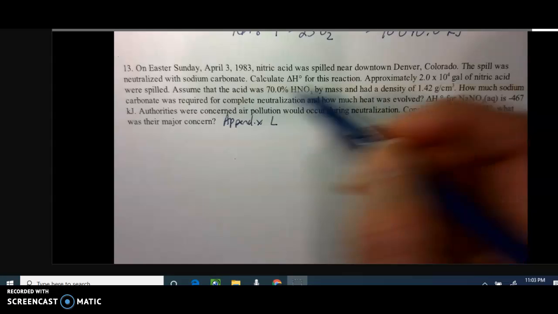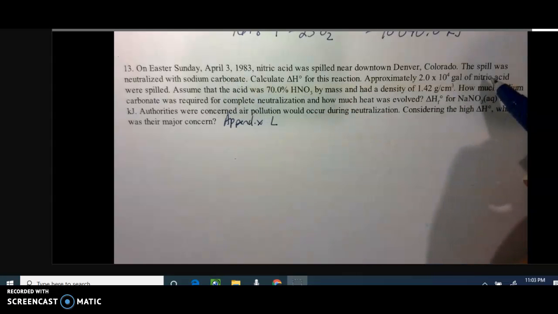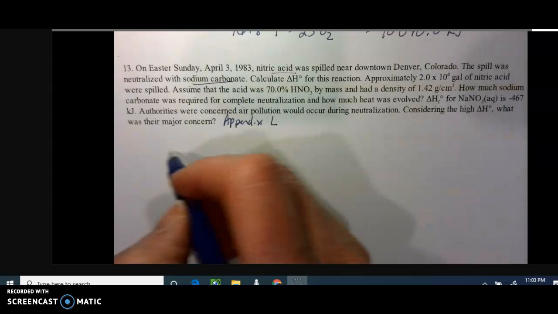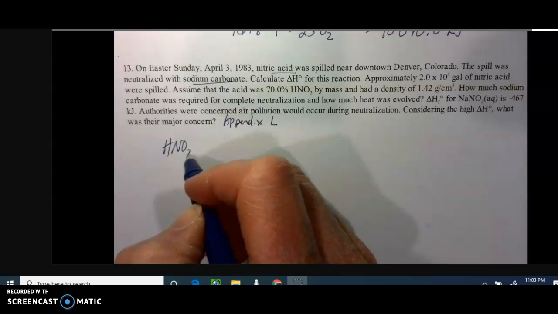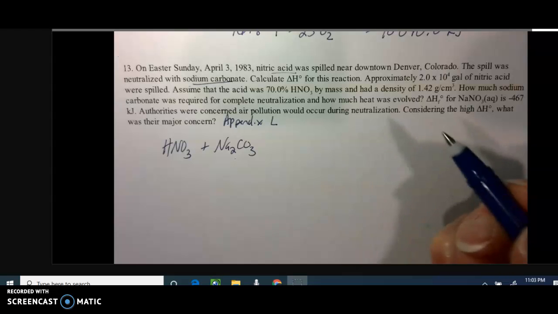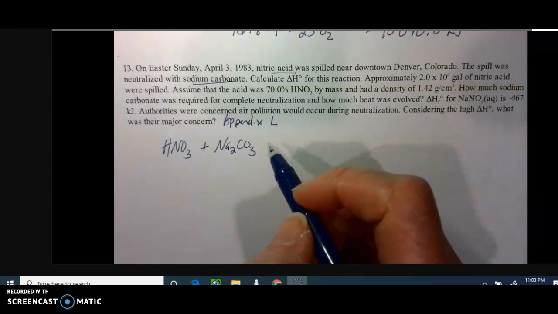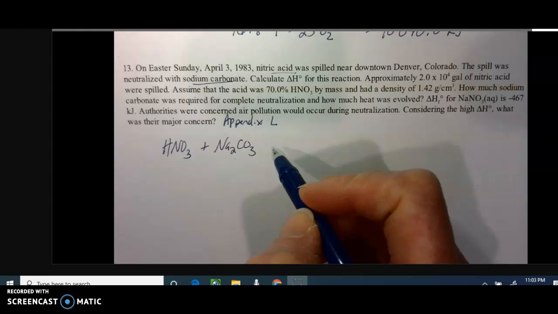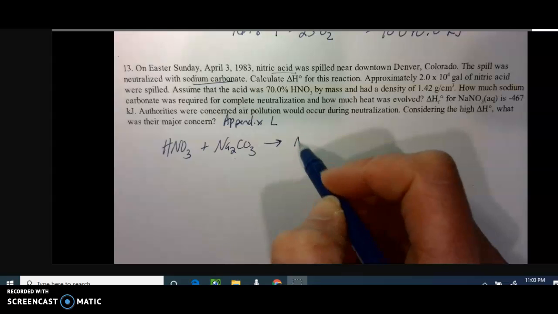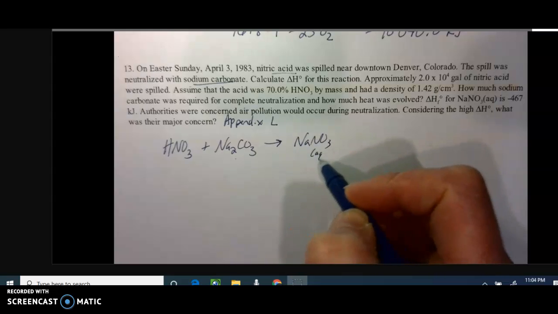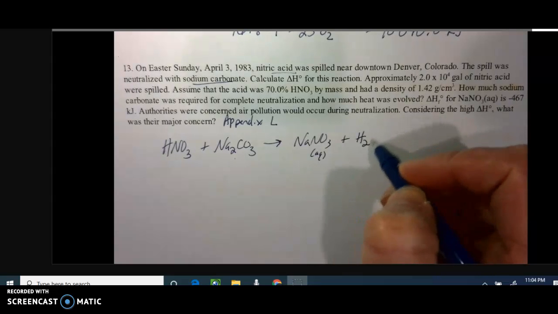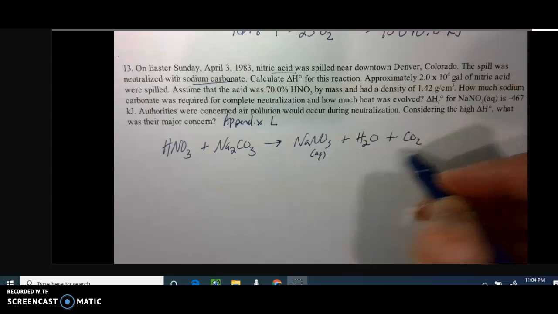So you have a lot of combinations. This is what AP likes to do, put multiple things together. So I have nitric acid and sodium carbonate, and I'm going to write a balanced equation. So I have nitric acid plus sodium carbonate yields sodium nitrate, which would be aqueous. Remember, our sodium compounds are always aqueous, plus water plus CO2.